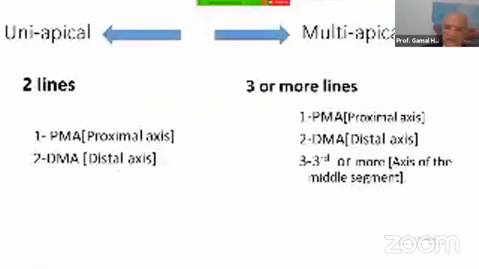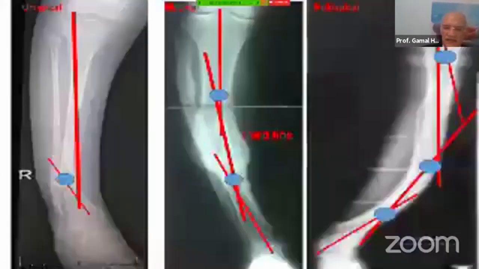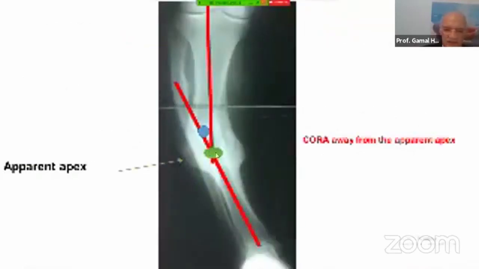You see in this patient, post-traumatic, with this severe varus deformity. And this is the apparent CORA. This is the axis of the proximal segment and the axis of the distal segment. They meet in this apparent CORA. Sorry, the lines are not correct here because of something in the computer. But they meet here. This is the real CORA. And this is the apparent CORA.